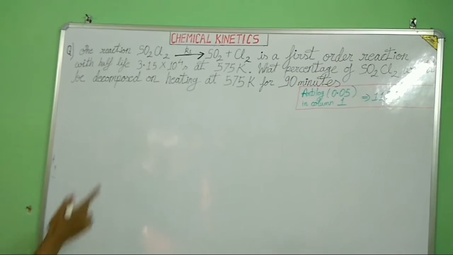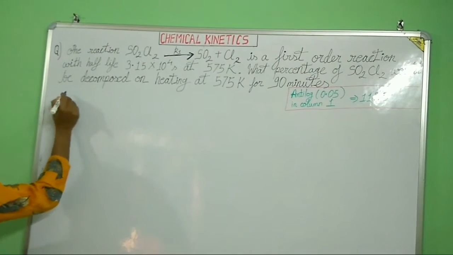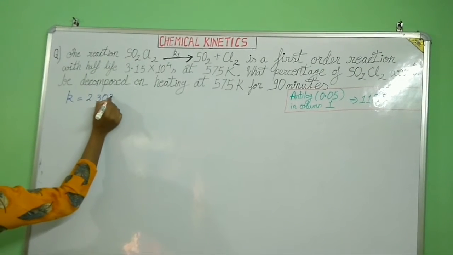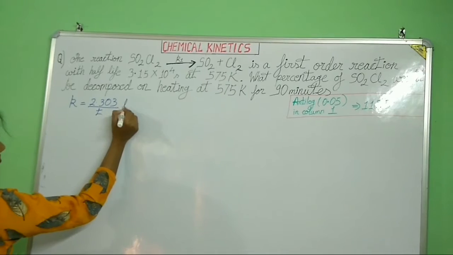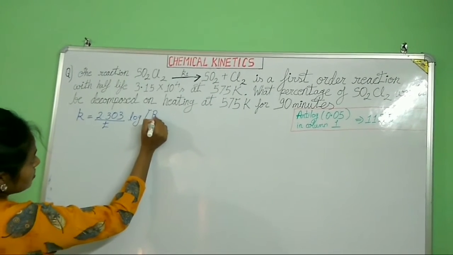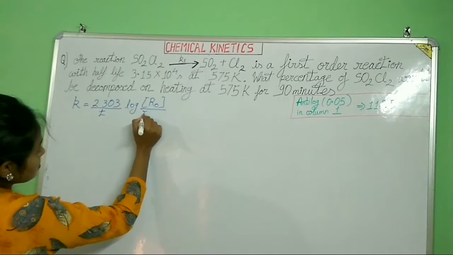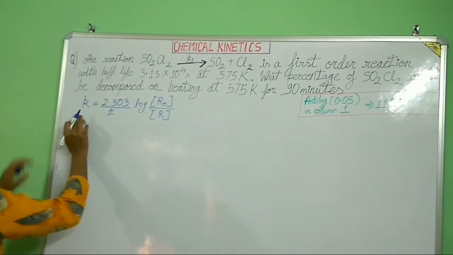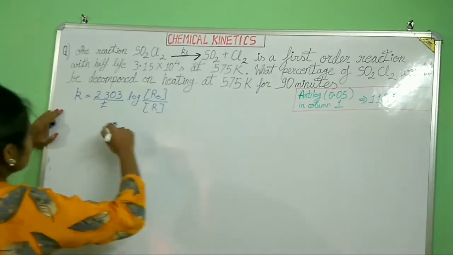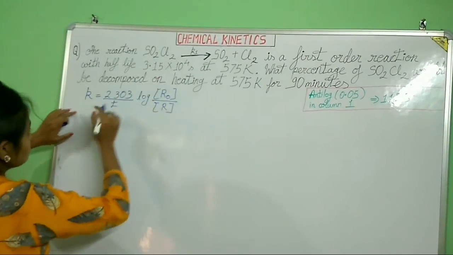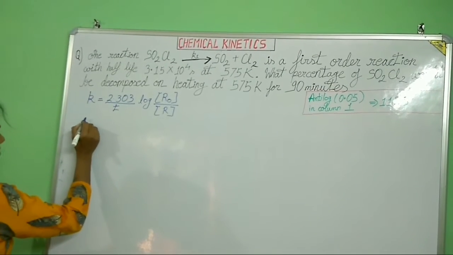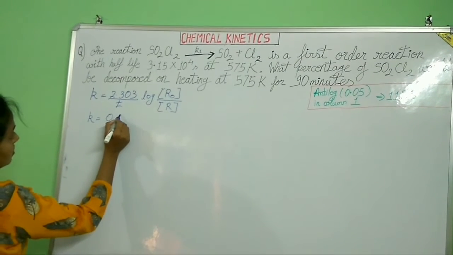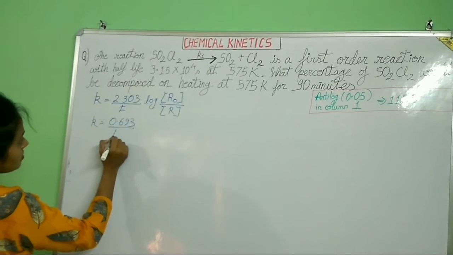Now, for first order reaction, what is the formula? K equal to 2.303 by t log R naught, initial concentration by left out concentration. Now, the rate constant is not given here in the question. But half-life is given. So we can find out the rate constant from it, like 0.693 by t half. K equal to 0.693 by t half is the formula.